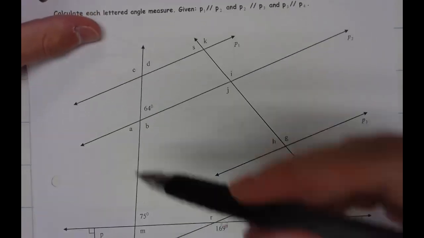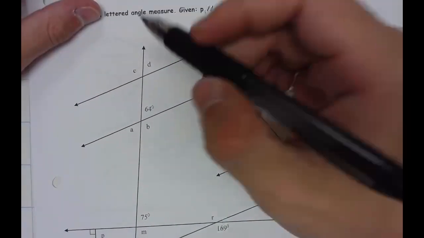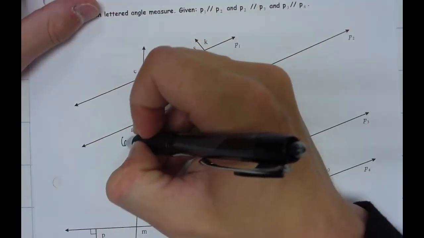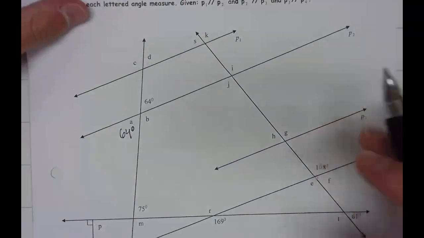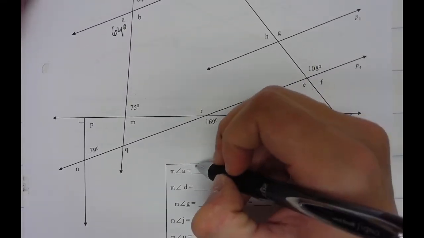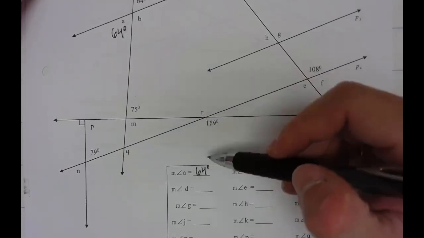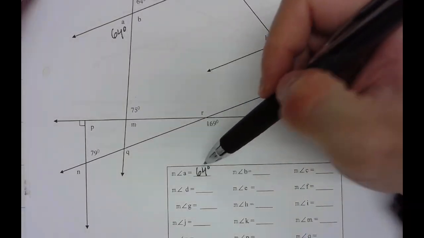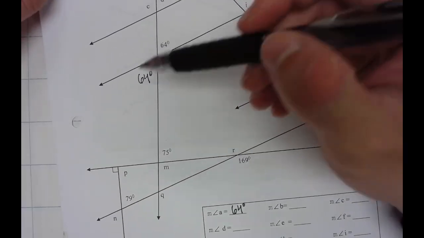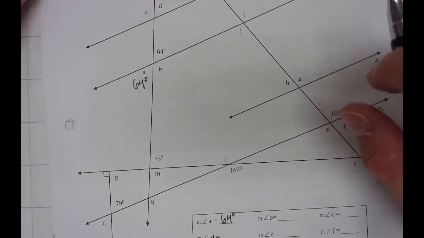So let's see. I'm going to just go in order, A, B, C, D, E, F, all the way through. So 64 right here is vertical to A, so I know that A must be 64 degrees. So for the measure of angle A, down here in the bottom, I'll write 64 degrees for my answer there. That would be an example of how you would know what to write in measure of angle A, because it's vertical to this, so that means they both must be 64.